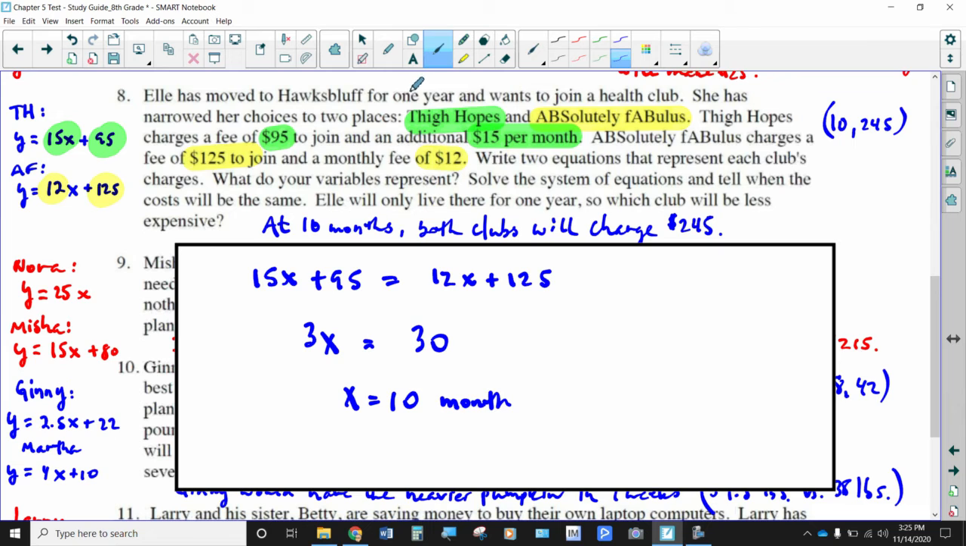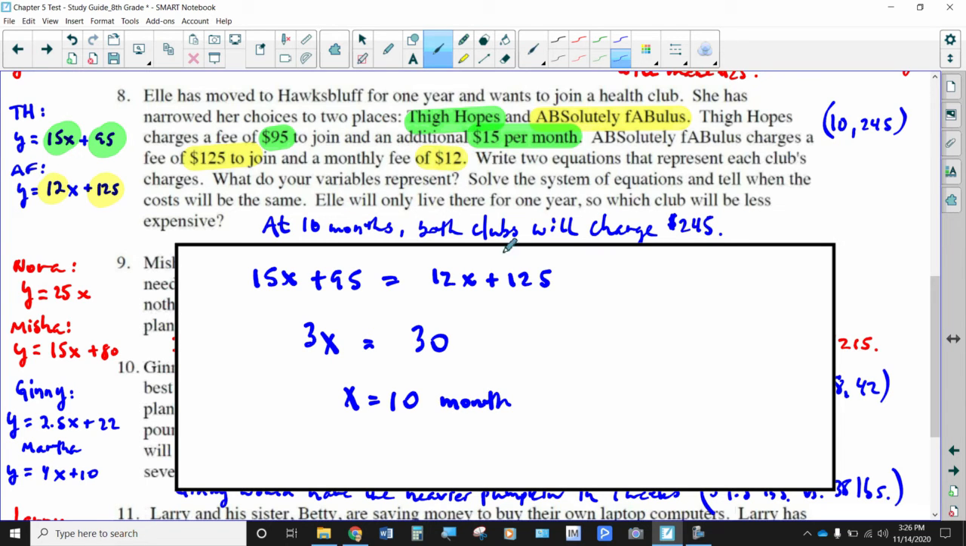Now, she's planning on being there for a year, right? Which is 12 months. So for 12 months, it looks like she should probably go with the one that's more expensive at the beginning, because she's going to save a total of $36 in monthly fees. And it's going to eventually be cheaper.